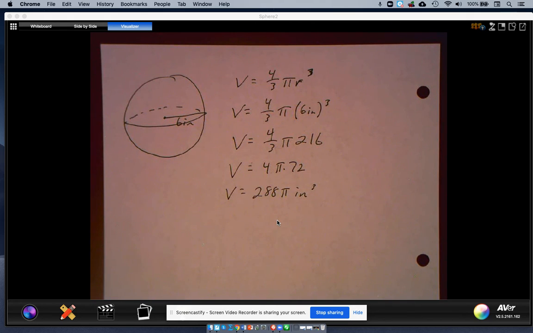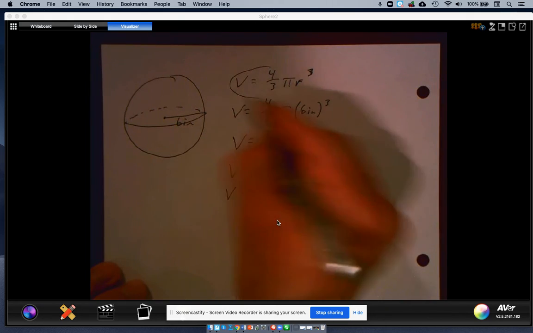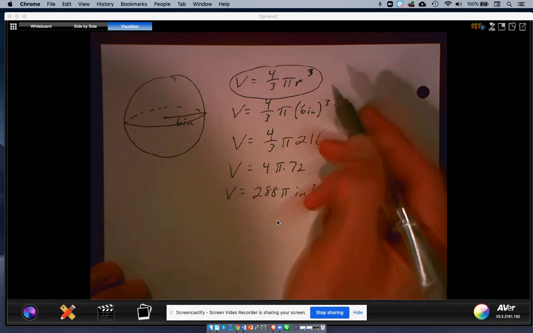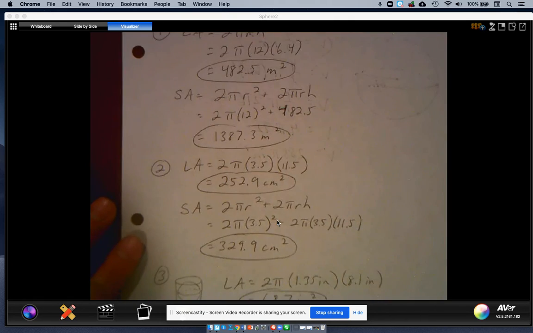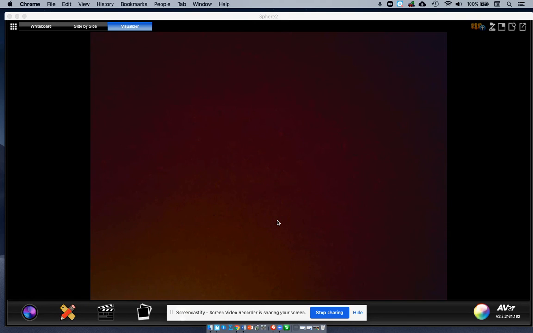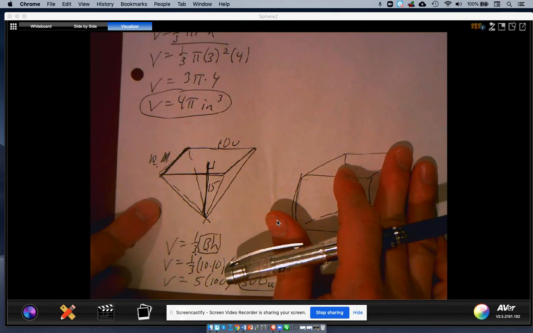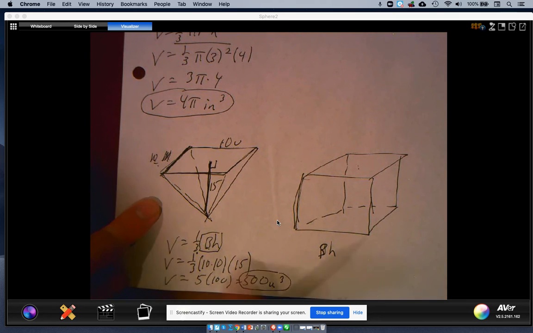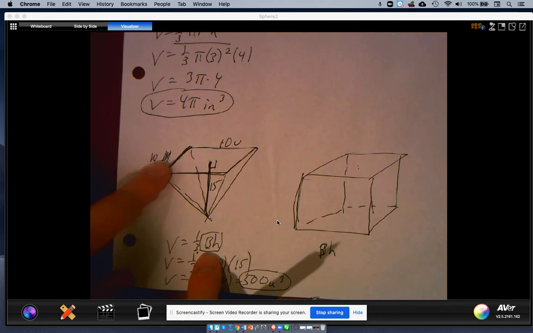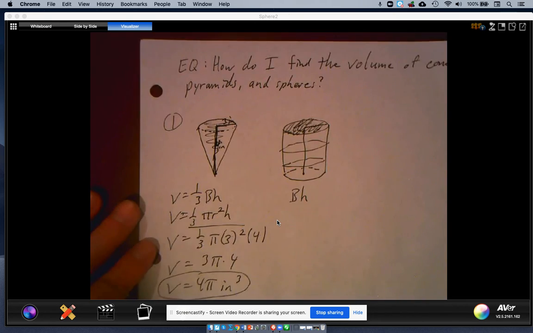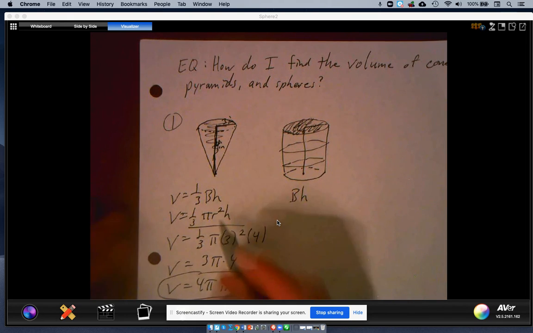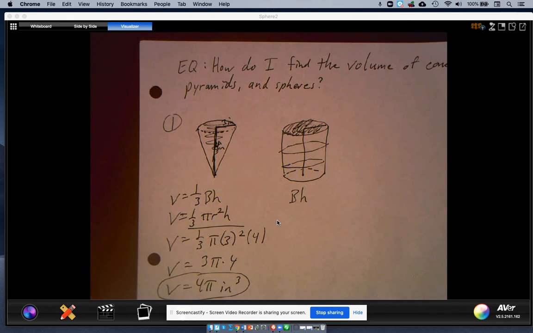So you have 3 formulas. One for the volume of a sphere, and the formulas for a cone and a pyramid are exactly the same, except the area of the base for a pyramid would be length times width. The area of the base for a cone is pi r squared. So when you're doing the practice problem, make sure you use those formulas, and you should be great.